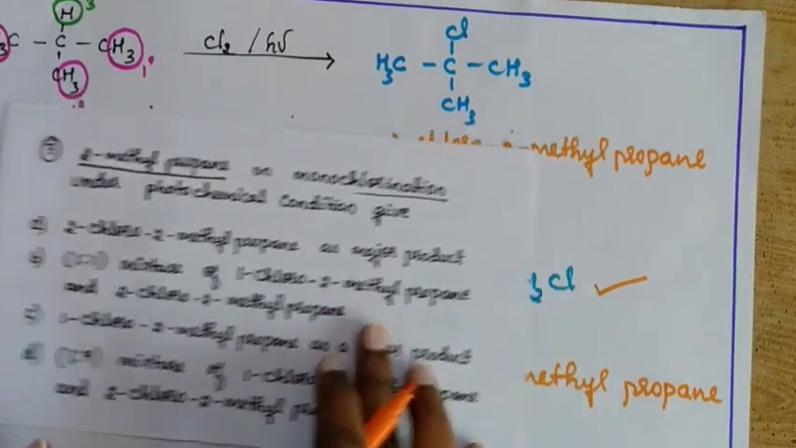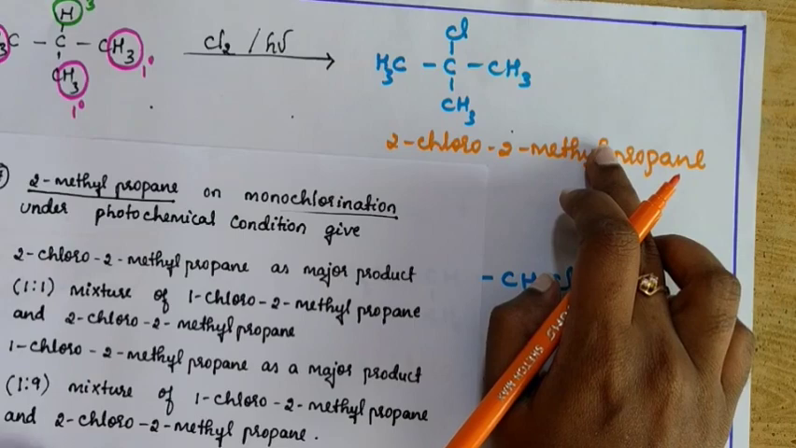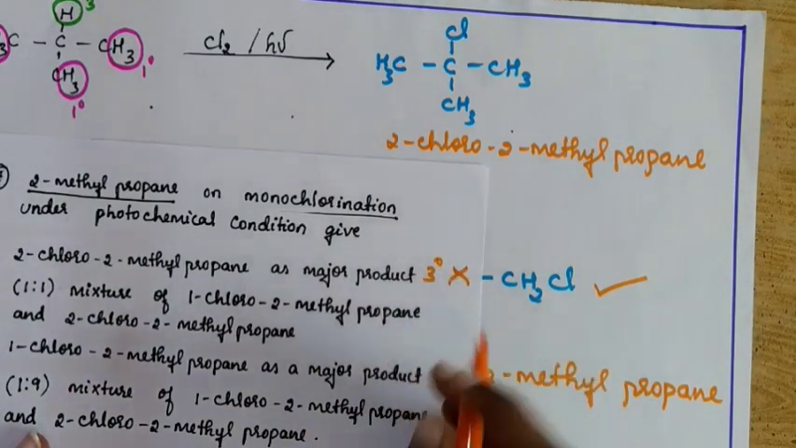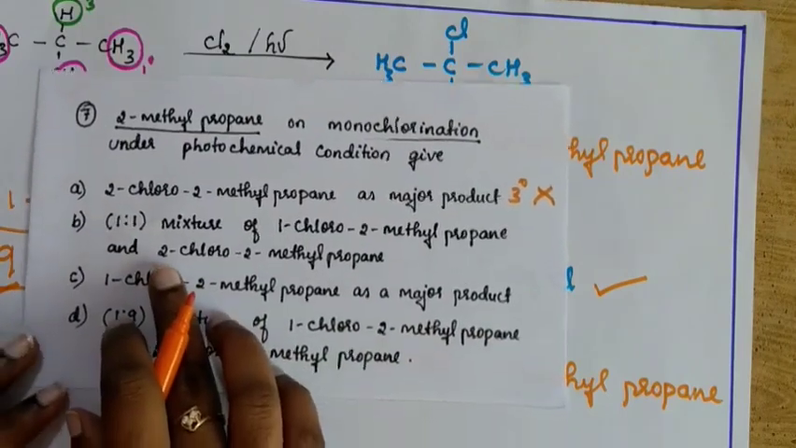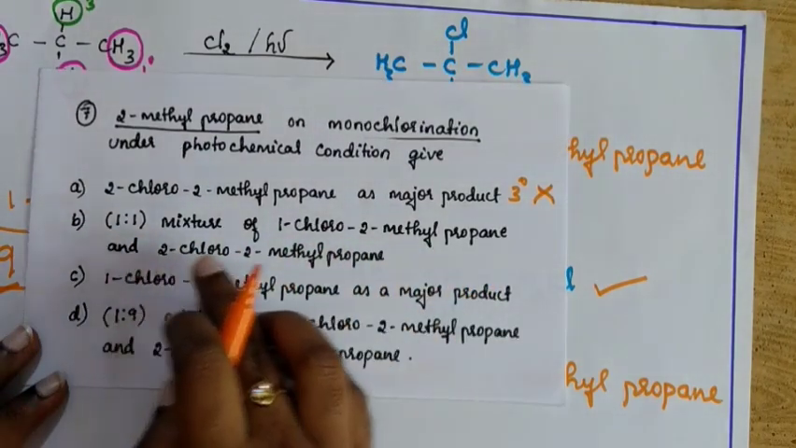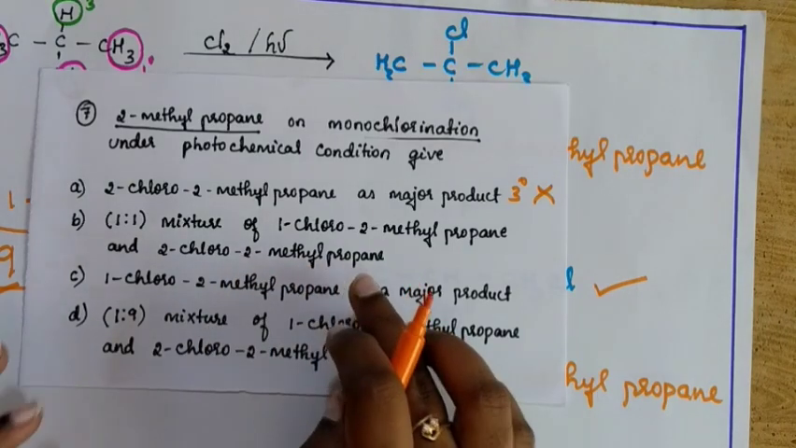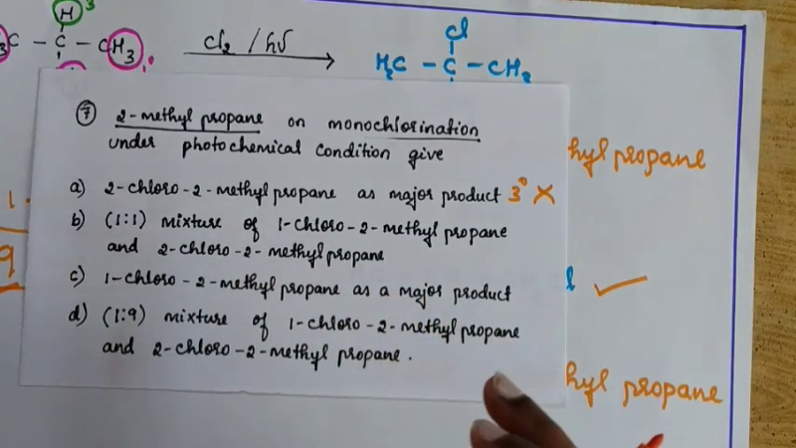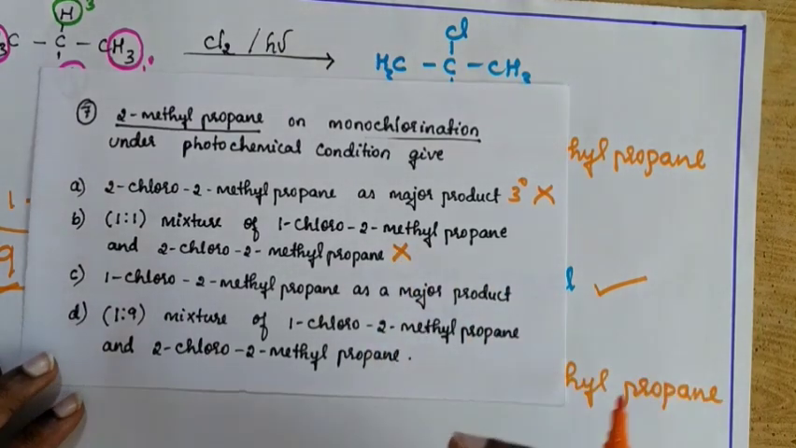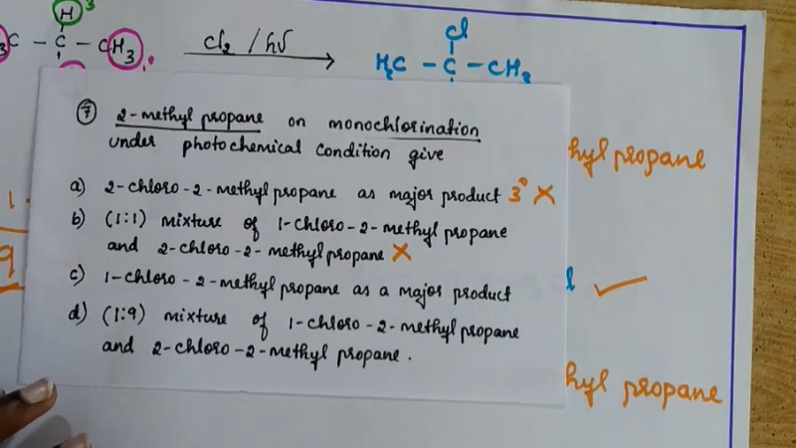2-chloro-2-methyl propane as the major product, that is the first one, by tertiary. Tertiary has only one hydrogen, so this is wrong. And the next one is a 1:1 mixture of 1-chloro-2-methyl propane and 2-chloro-2-methyl propane. That means they are saying both the products are going to be in equal quantity. That is not going to happen. One of the products will be major and one will be minor.